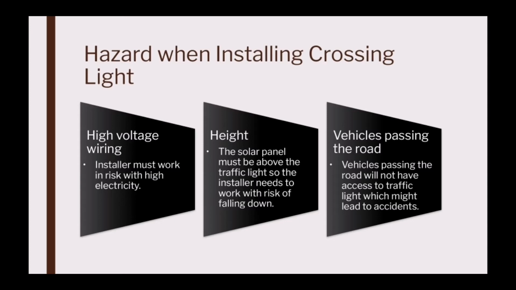There are a few hazards when installing the crossing light, which are high voltage wiring, height, and vehicles passing on the road. For high voltage wiring, the installer must work at risk with high electricity. For height, the solar panel must be above the traffic light, so the installer needs to work with the risk of falling down. The vehicles passing on the road will not have access to the traffic light, which might lead to accidents.